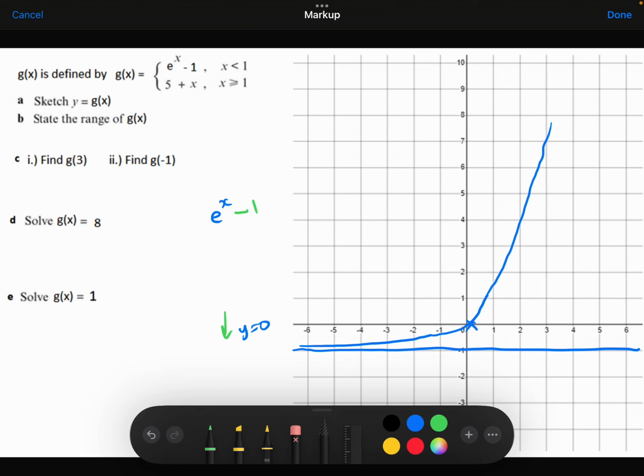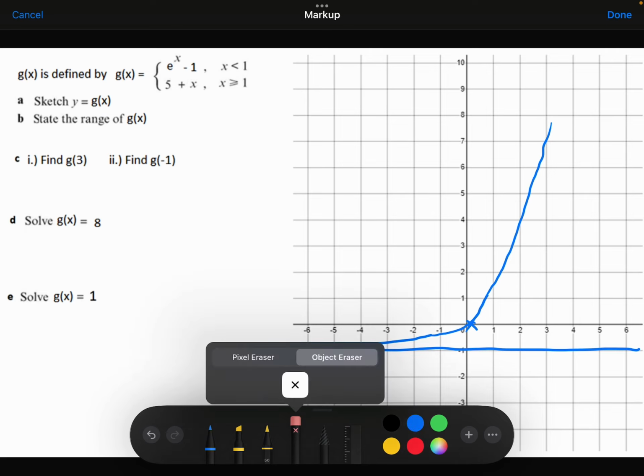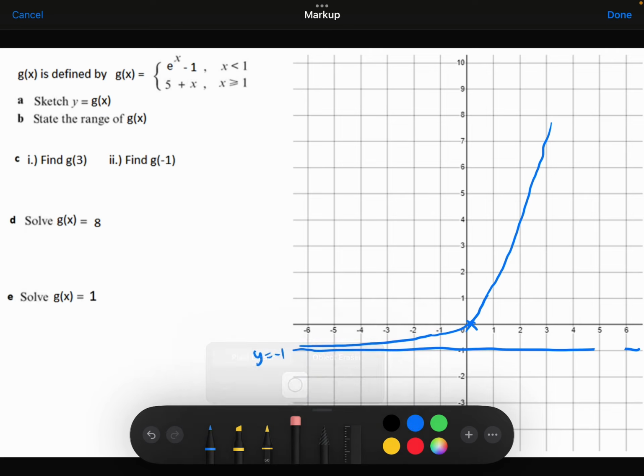And let me adjust that. The asymptote is now y equals minus 1. And it's now going through the origin. So this is the graph of e to the power x minus 1. But it should only be valid for where x is less than 1. So it's only valid for this part of the graph.